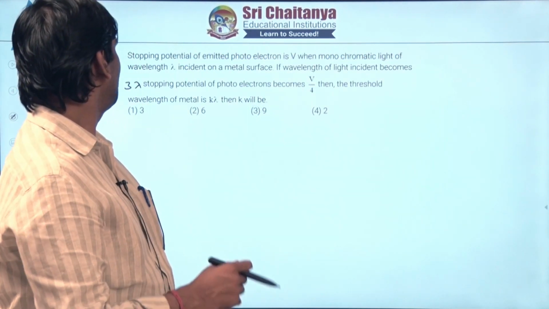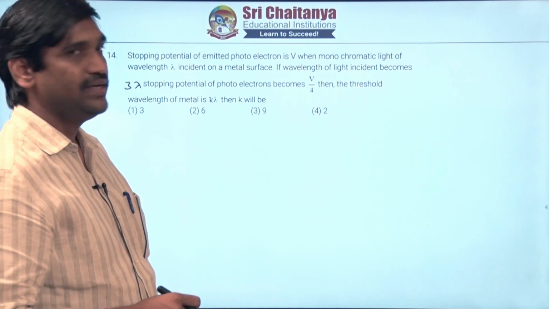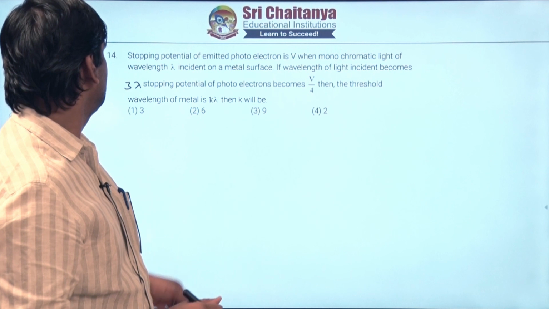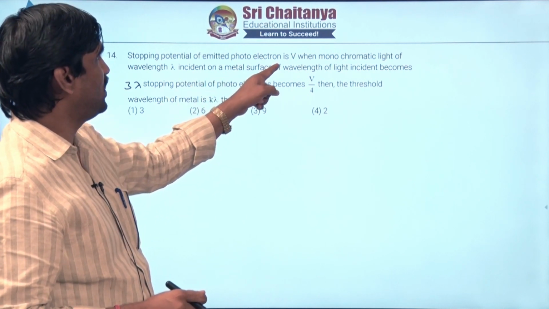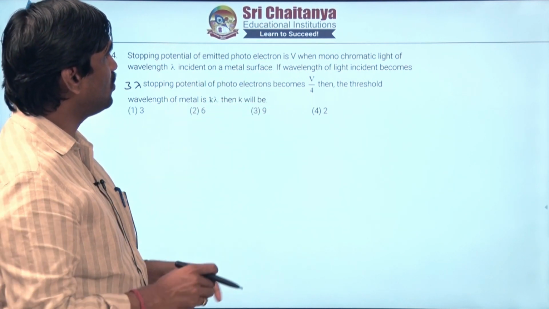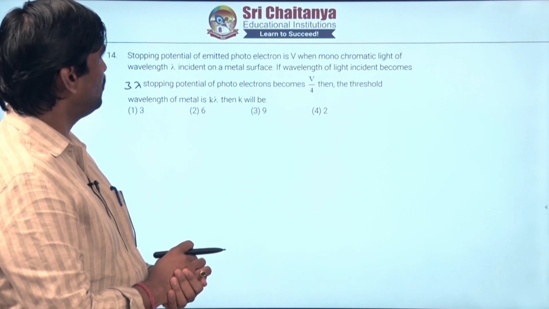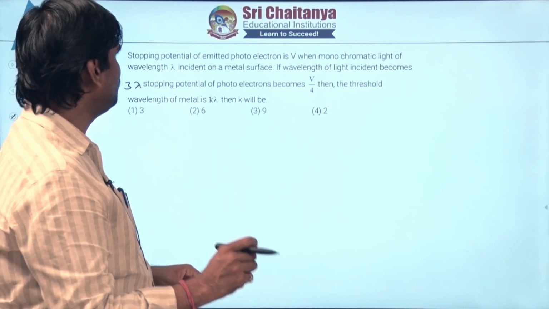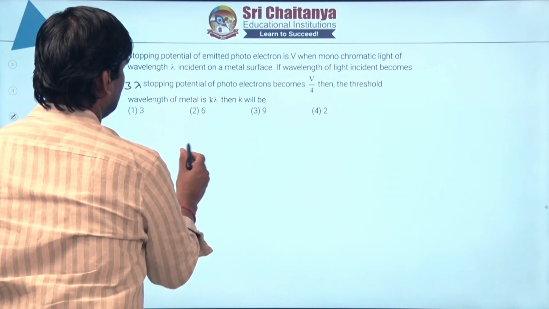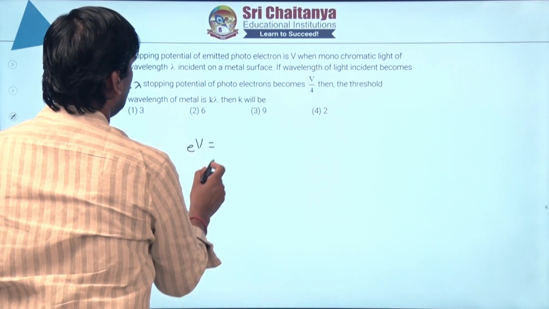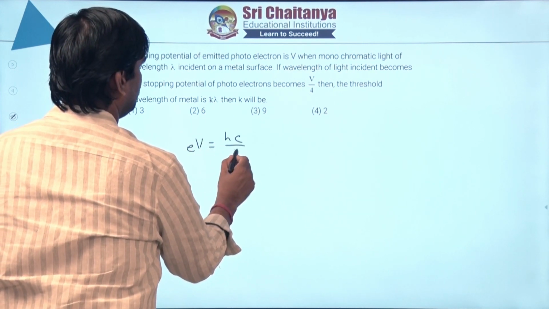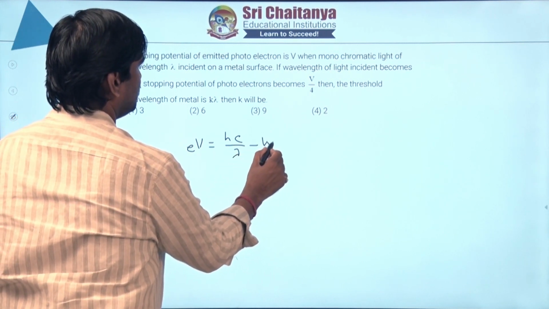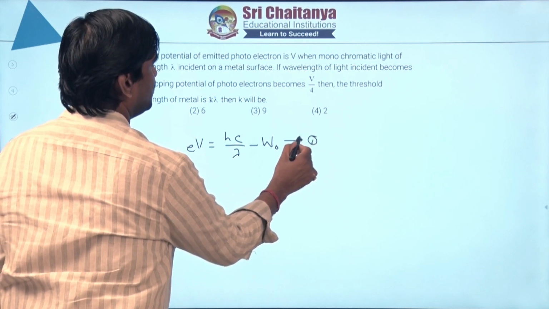Now I am going to start question number 14. This question number 14 is based on the photoelectric effect. Here it is given that the stopping potential of emitted photoelectrons is V when a monochromatic light of wavelength lambda is incident on the metal surface. Now corresponding to that statement, I am going to write the equation eV is equal to hc by lambda, which is the energy of incident radiation, minus work function. This is equation number 1.